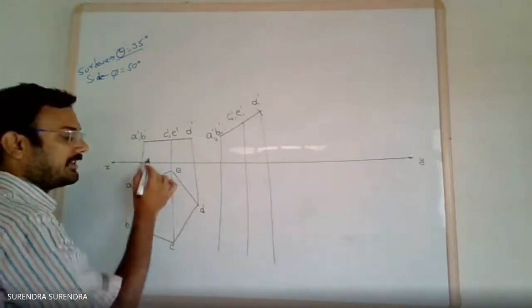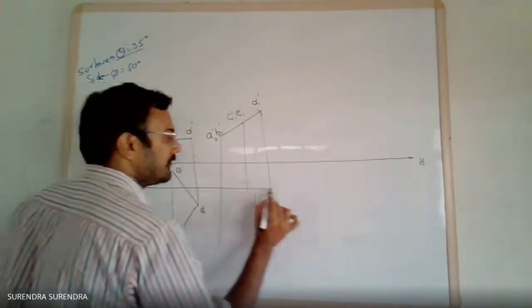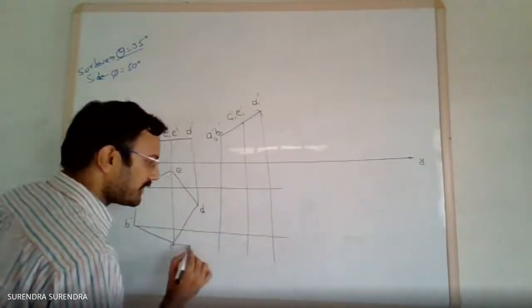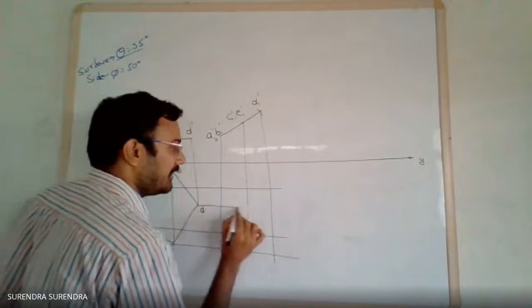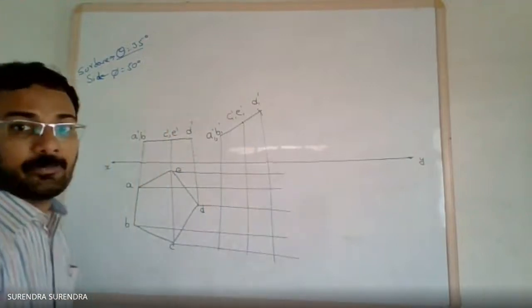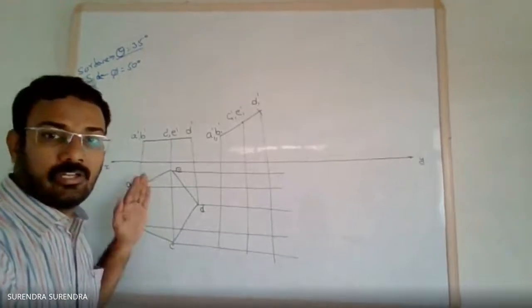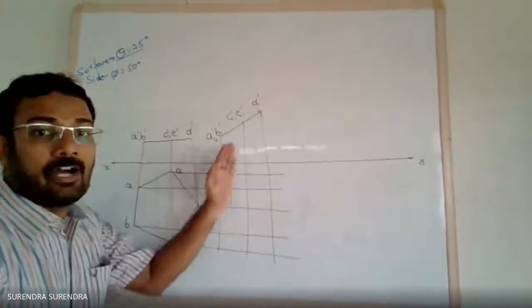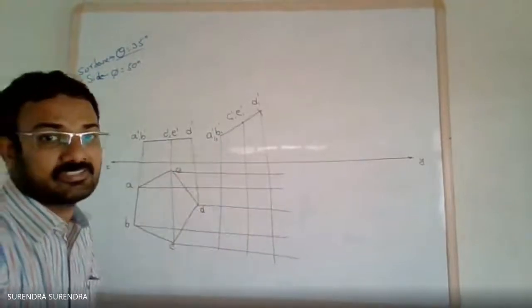Draw a line parallel to the XY line from A, B, C, D and E. Draw the parallel line to the XY line from each and every point of the initial top view. Now mark the respective intersection points.